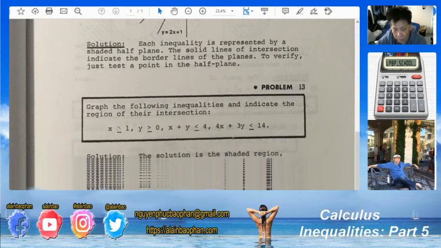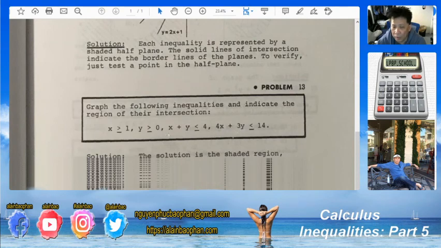x greater than or equal to 1, that's 1. y greater than or equal to 0, that's 2. x plus y less than or equal to 4, that's 3. 4x plus 3y less than or equal to 14. That's a total of 4 inequalities, and you need to find the region of the intersection of these 4 graphs.